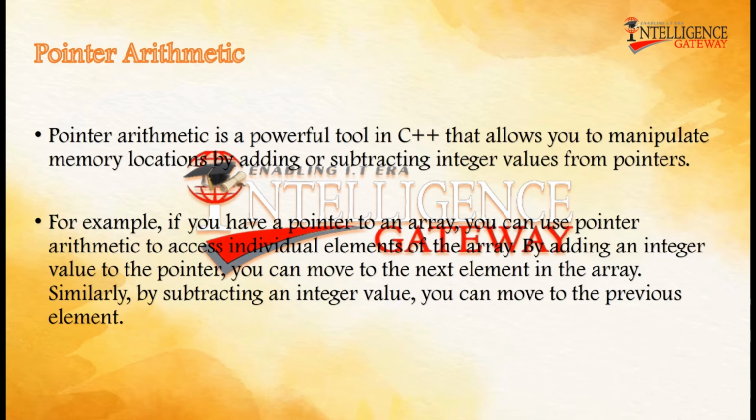Pointer arithmetic. Pointer arithmetic is a powerful tool in C++ that allows you to manipulate memory locations by adding or subtracting integer values from pointers. For example, if you have a pointer to an array, you can use pointer arithmetic to access individual elements of the array. By adding an integer value to the pointer, you can move to the next element in the array. Similarly, by subtracting an integer value, you can move to the previous element.